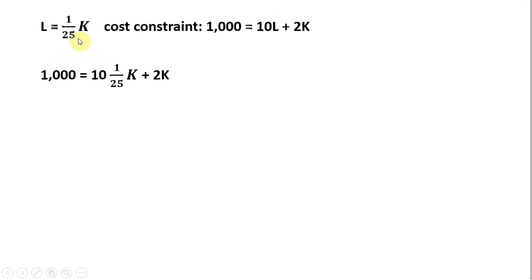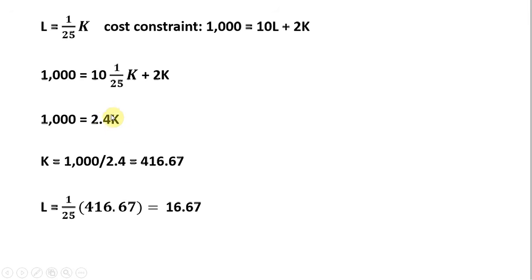So from the last screen we had this. We're going to plug that into the cost constraint. So where I have L, I'm going to plug in K divided by 25. And now simplifying, we get 2.4K on the right-hand side, and we'll see that K equals 416.67. That's how many units of capital we would hire. And to get the units of labor, we'll just take this 416.67 and plug it into this equation up here, and we'll use 16.67 units of labor.